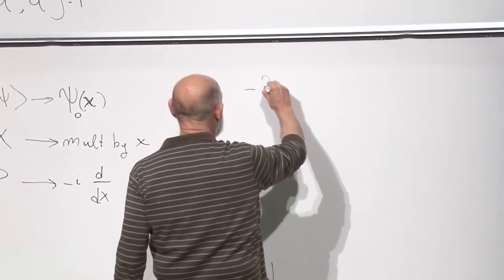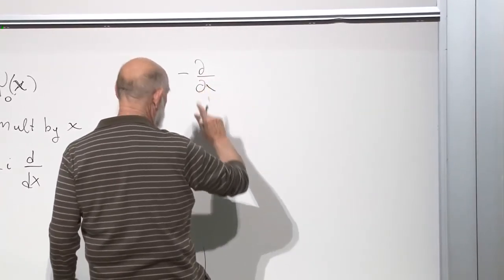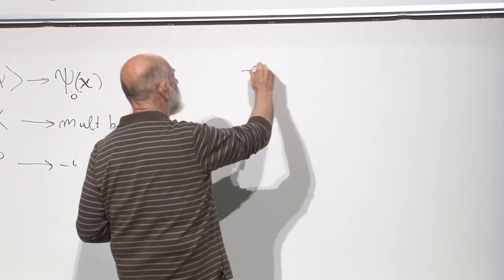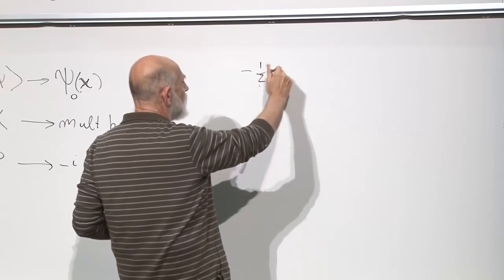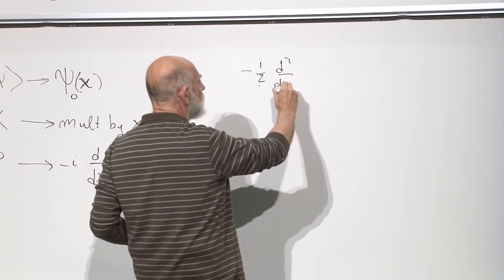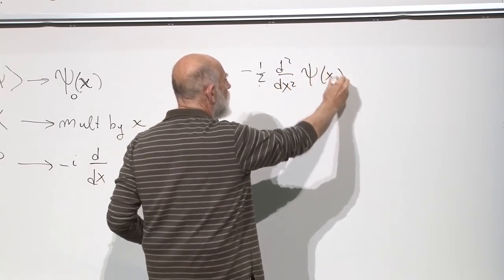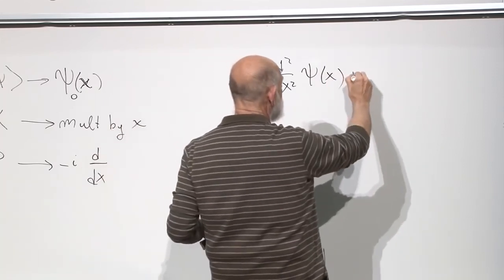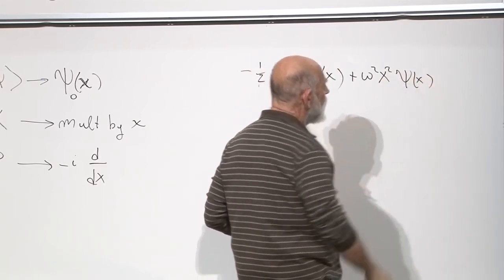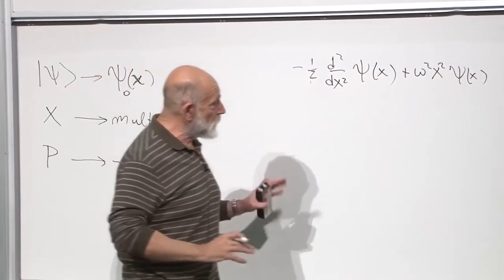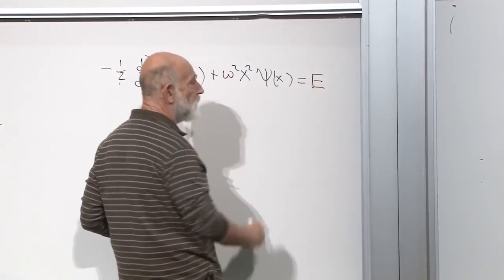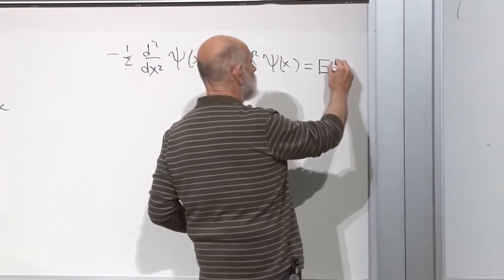It's minus 1/2 d second by dx squared, psi of x. The 1/2 is the half in front of the Hamiltonian there. P squared is d second by dx squared. Plus the potential energy, plus omega squared x squared times psi of x. If this is the time-independent Schrodinger equation, then what I want to do is to solve the equation that this is equal to, let's call it E for the eigenvalue for energy, times psi of x.